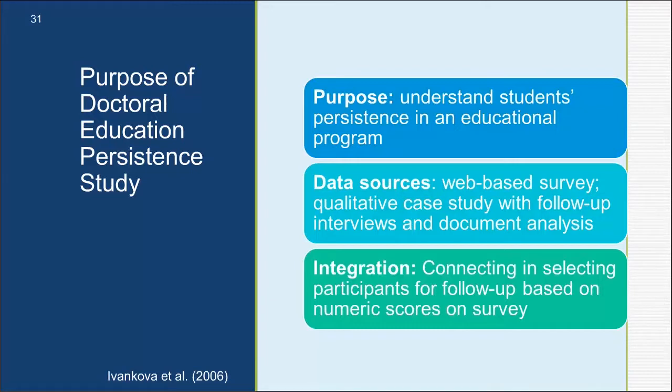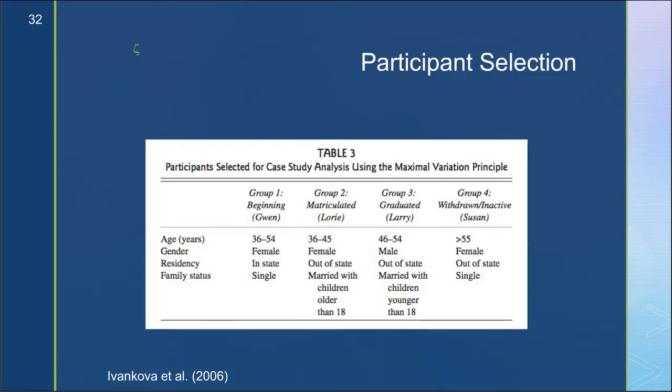But in particular, I want to show you this table that she used to show participant selection. So this is organized by 4 quantitatively distinct groups. So those who are beginning in the program, matriculated, graduated, withdrawn, inactive. And as we see in the table title here, they're trying to relate the participants selected for follow-up case studies using a maximal variation principle.